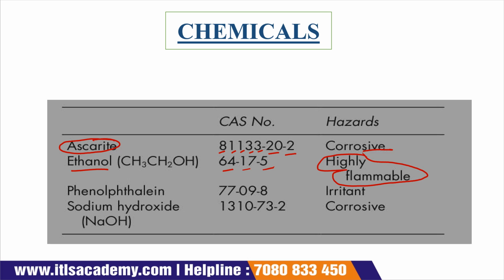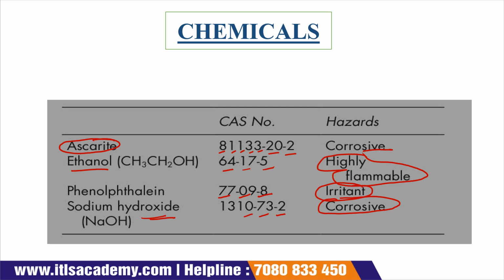Now the next chemical is phenolphthalein, CAS number 77-09-8. The hazard related to phenolphthalein is that it is irritant in nature. The next one is sodium hydroxide, CAS number 1310-73-2, and it is corrosive in nature. So these are the chemicals which are used in this experiment: ascarite, ethanol, phenolphthalein and sodium hydroxide, and along with them the hazards related to these chemicals are also mentioned.